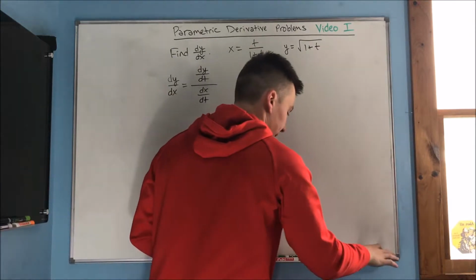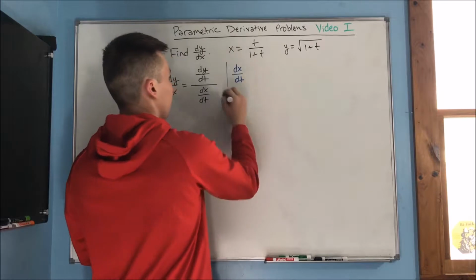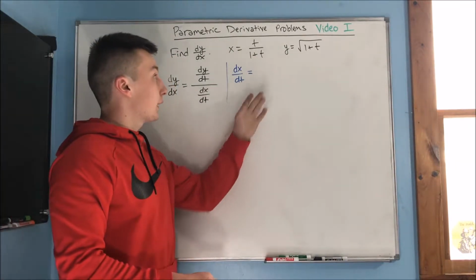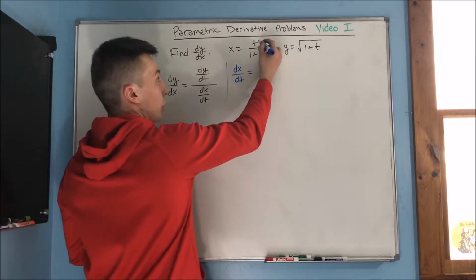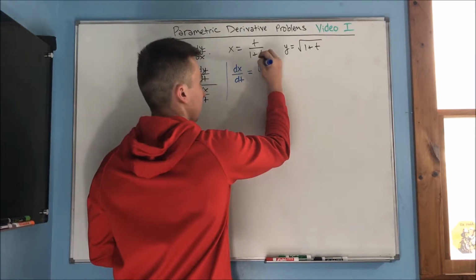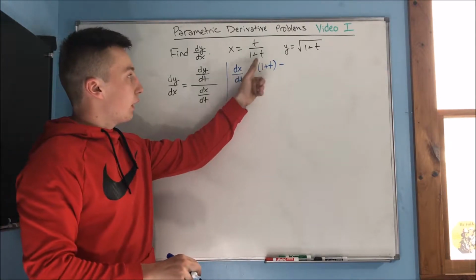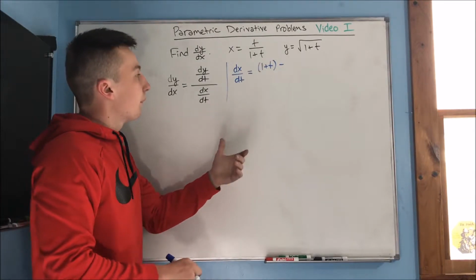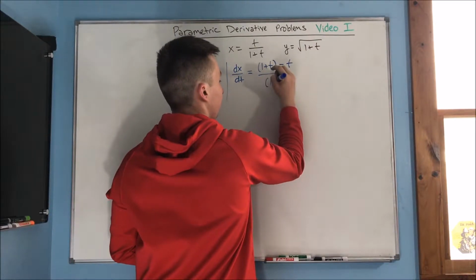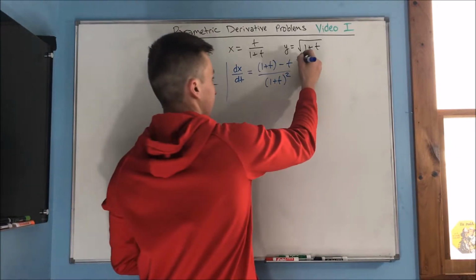Okay, so first let's find dx/dt. Alright, dx/dt is going to be equal to, well, we've got to do some quotient rule sadly here. Alright, well, u prime, that's just going to be 1, over v, that's just going to be 1 plus t, minus the derivative here, which is, again, just 1, and that's going to be times t, over v squared, which is (1 plus t) squared. Alright, so there is dx/dt.